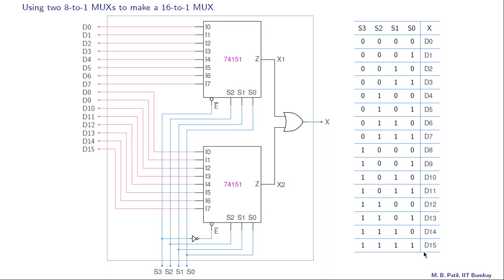What we can do is split this functionality into two parts. We can implement this first part with one mux, one 8-to-1 mux, and the second part with a second 8-to-1 mux.